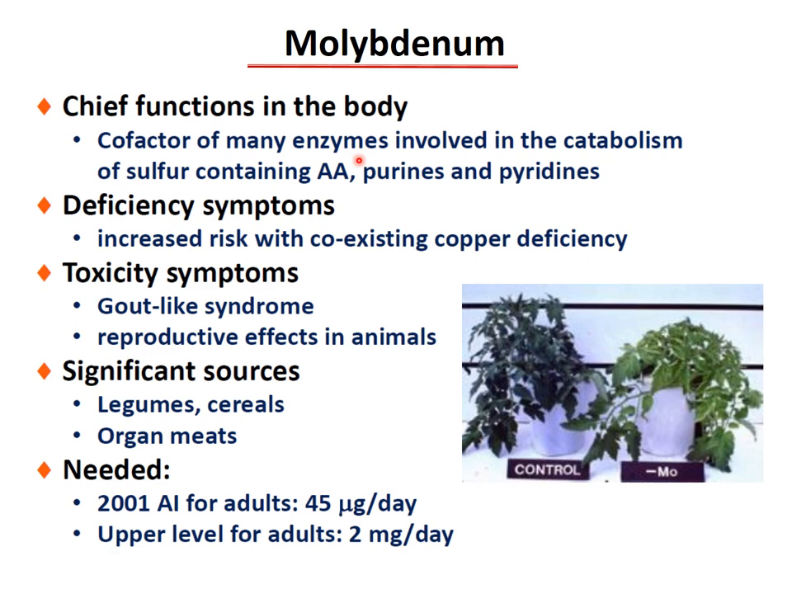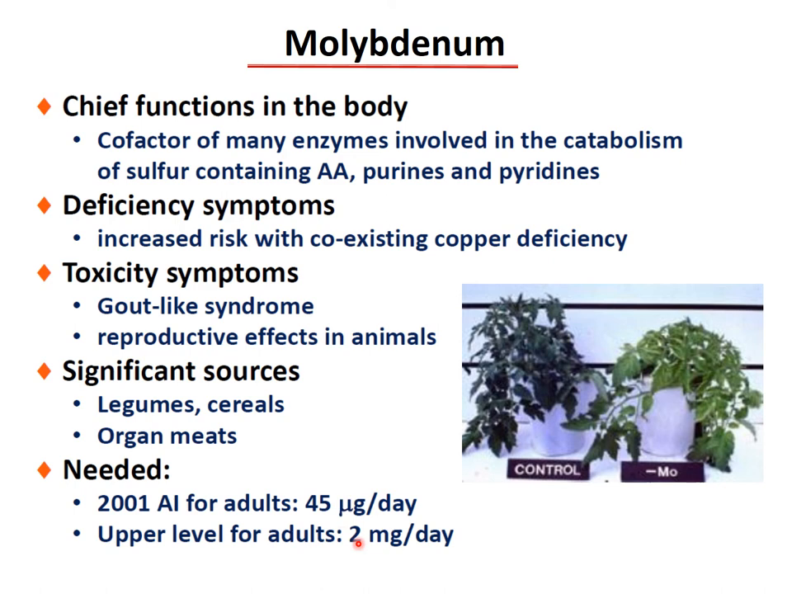Molybdenum. The chief function in the body is as a cofactor of many enzymes involved in the catabolism of sulfur-containing amino acids, purines, and pyrimidines. Deficiency symptoms increase risk with a coexisting copper deficiency. Toxic symptoms are gout-like syndromes and reproductive effects in animals. Significant sources are, for example, legumes, cereals, and organ meats. We need about 45 micrograms per day, and the upper limit is 2 grams per day.